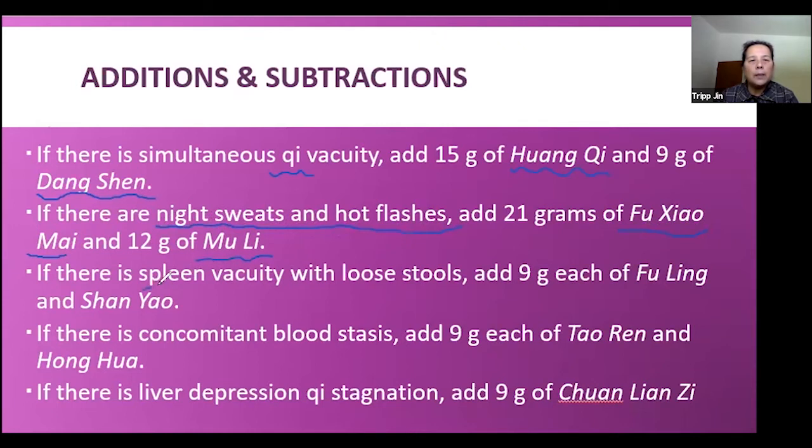If the patient has spleen deficiency causing loose stool, add Fu Ling and Shan Yao to tonify the middle jiao. If the patient has symptoms related to blood stasis, we add Tao Ren and Hong Hua. We have a formula we call Tao Hong Si Wu Tang. That's a special formula for moving blood to resolve blood stasis. Tao Ren and Hong Hua are the king herbs. So here is the idea of Tao Hong Si Wu Tang. If there is liver qi stagnation, we can still add Chuan Lian Zi.